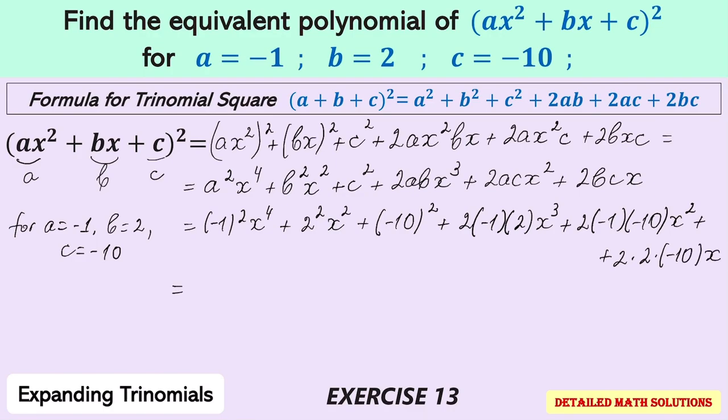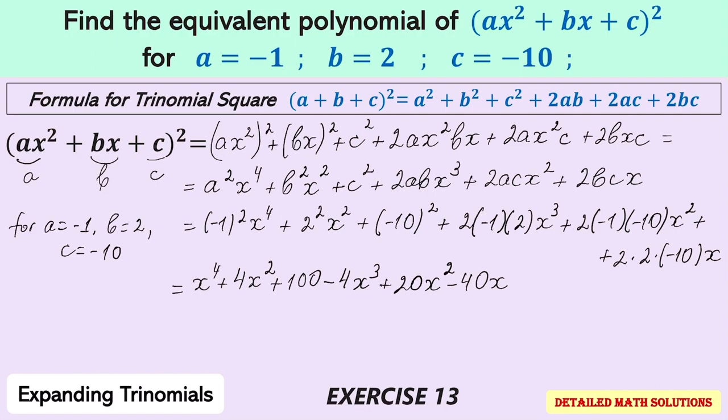When I simplify further, this equals x to the 4th power plus 4x squared plus 100 minus 4x cubed plus 20x squared minus 40x. As a last step, I need to add all like terms that have the same literal parts.